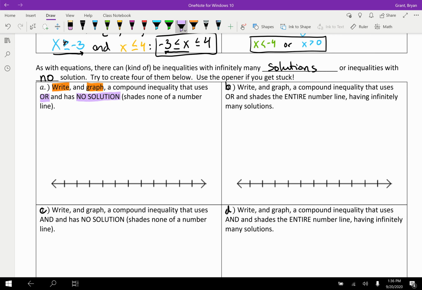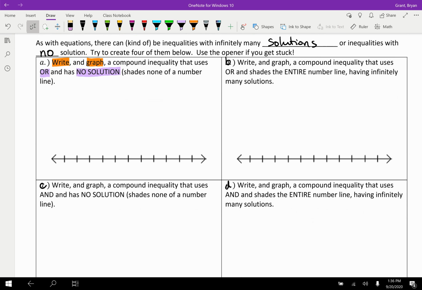All right, so hopefully you've tried all of these at this point. Let's just go in order. Let's start with A, the first A. We want a compound inequality that uses OR and has no solution. Well, I think this one's going to be pretty tough.